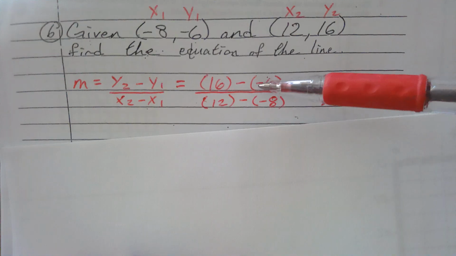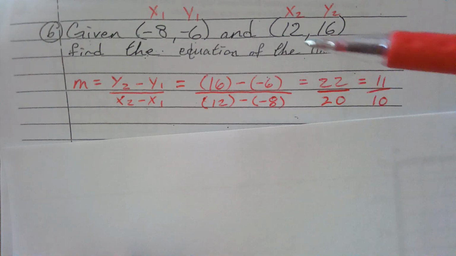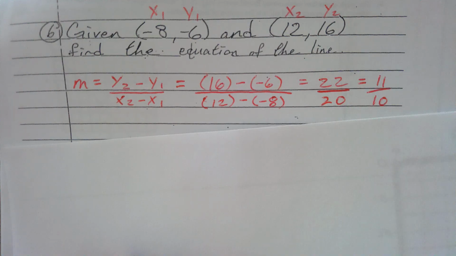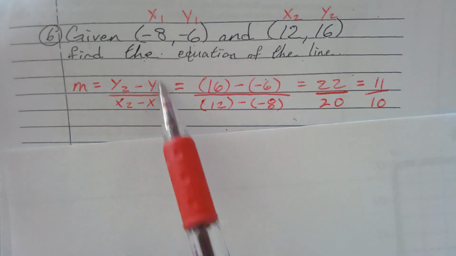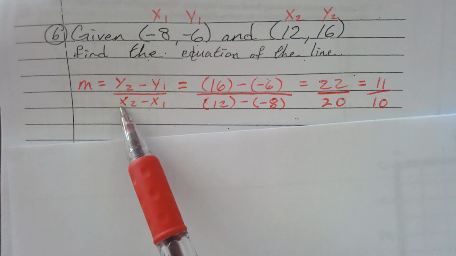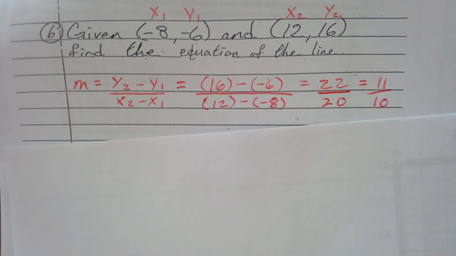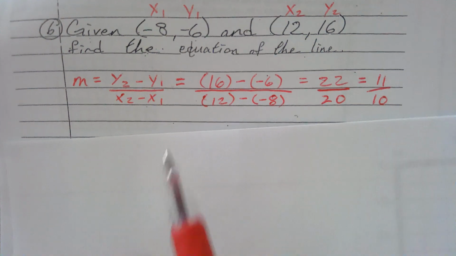Good job right here with the sign. Remember it's minus, so 2 negatives make a plus. That's why it was 16 plus 6 to give you the 22. Do you need to memorize this formula? Yeah, it's one of the few formulas you have to memorize. So make sure you remember this formula.